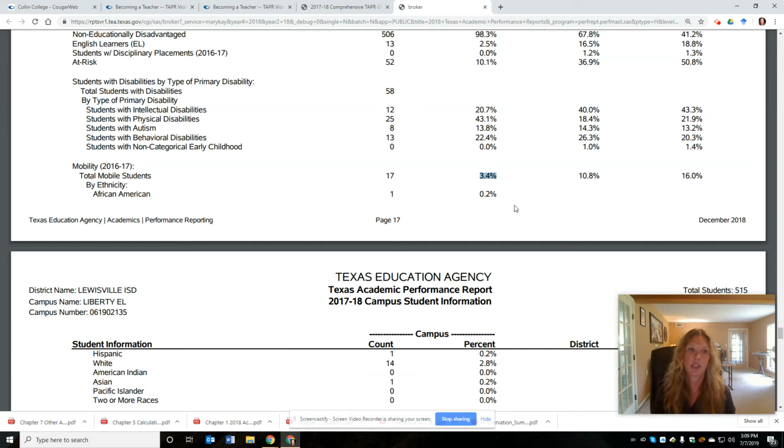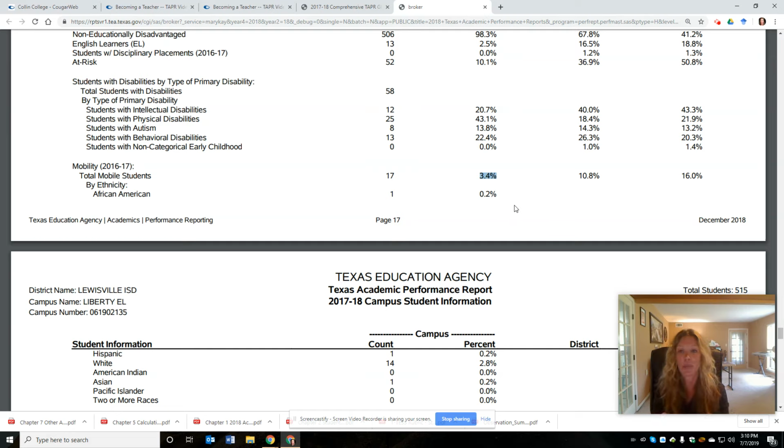Mobility is 3.4%, which is a really small number too. That tells us how many students are moving in and out of that campus throughout that year. The higher the mobility rate, obviously the harder it is because you've got students moving in and out. What happens is that in October, they take a snapshot of the students that are on your campus, and that's who they use to report your numbers.